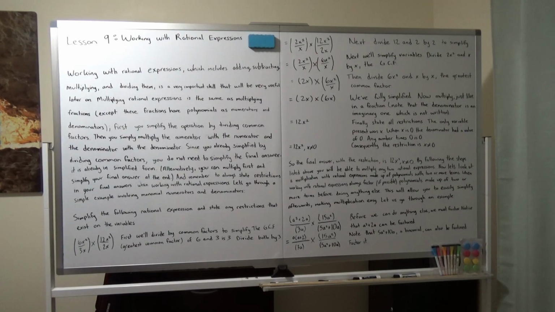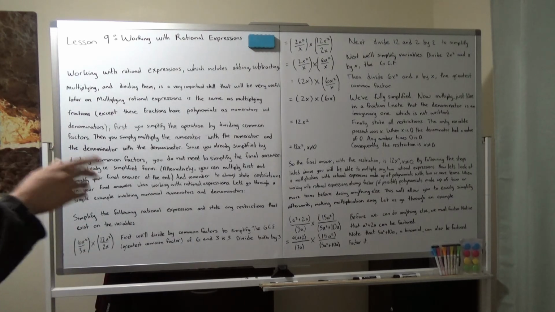Multiplying rational expressions is the same as multiplying fractions, except these fractions have polynomials as numerators and denominators. First, you simplify the operation by dividing by common factors.